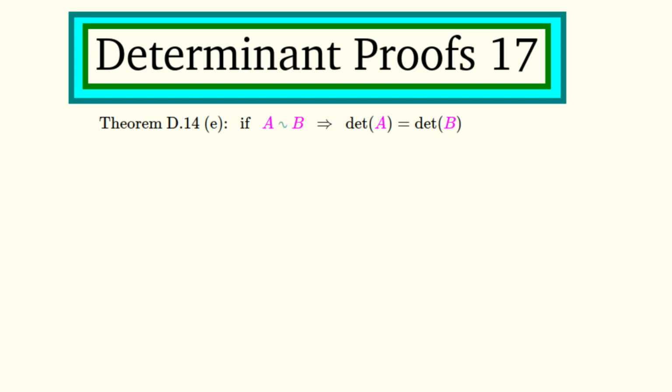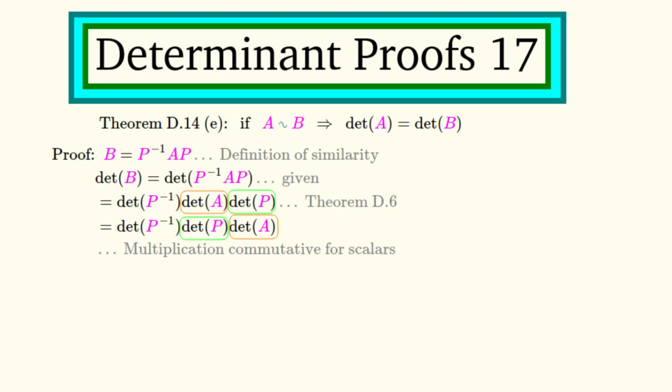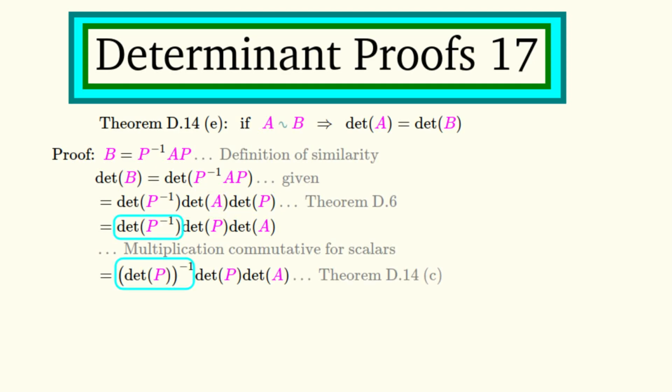Now to prove this result for similar matrices. To start this proof, this is the definition of similarity, that we can find a matrix P so that this equation is satisfied. We can apply the determinant function to both sides of this equation to get this. Then we can split this expression into the product of three determinants. We can then swap these determinants around like this because they're scalars. Then we can take the minus 1 outside the determinant like this. And then finally we can eliminate these two determinants because they form an inverse pair, thereby completing this part of the theorem.